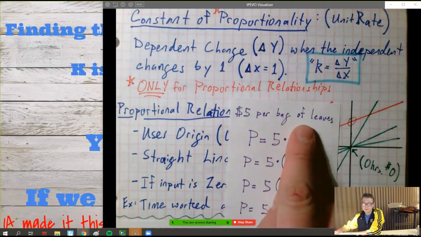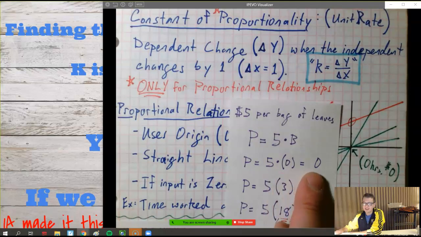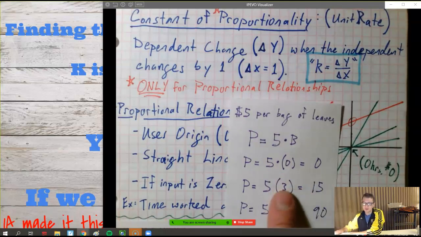But if I offer to pay you $5 per bag of leaves, and you show up and you're like, all right, Mr. Hudson, I'm here, pay me, I'd be like, dude, you've got to rake some leaves. I don't owe you anything yet. So Charlie rakes leaves for a little while. He rakes 3 bags. He comes up and says, hey, Hudson, what do I get now? And I'm like, well, 3 bags, $5 per bag, $15.